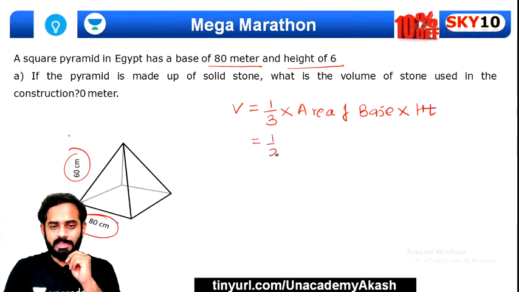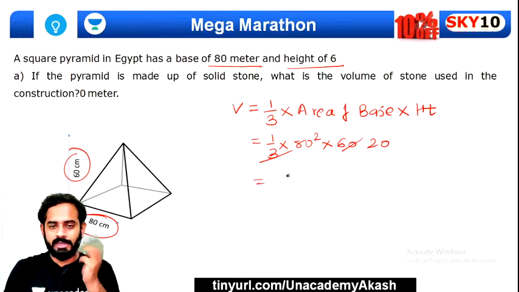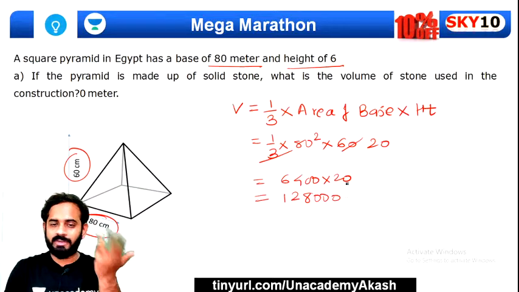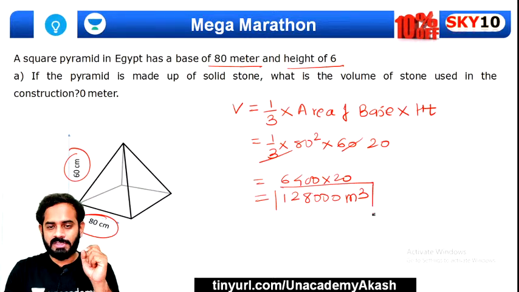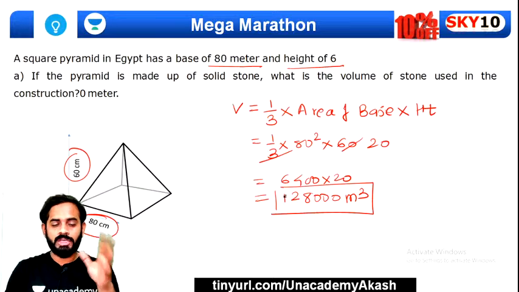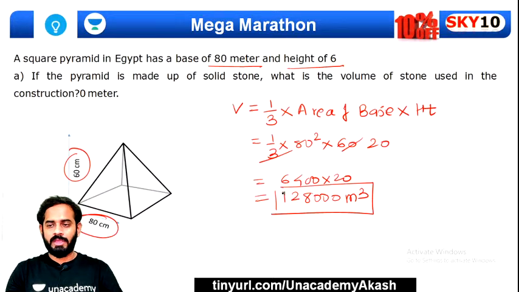So 1 by 3 multiplied by area of base is what? 80 square, and height is 60, right? So 3 20s are 60, and 80 square is 6400 multiplied by 20. So what will you get? You get 1,28,000 centimeter cube or meter cube, whatever you write. So I'll write meter cube. So this is the volume of stone used to make this square pyramid. Is that clear? Okay, very simple.